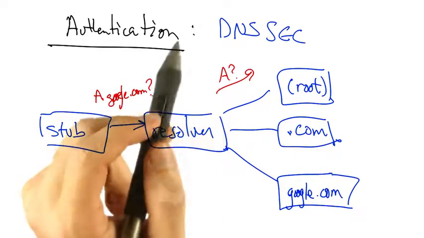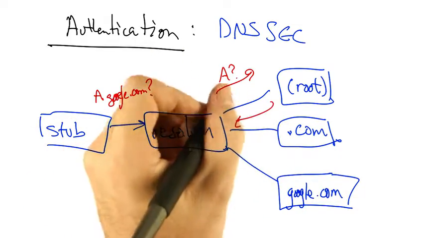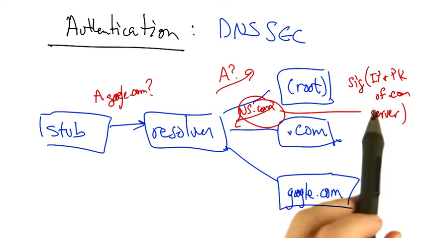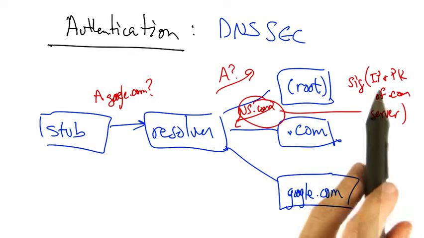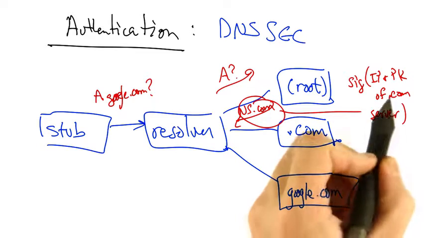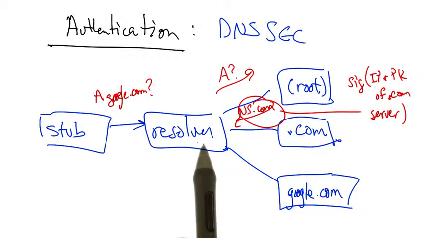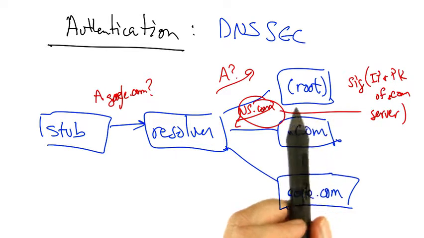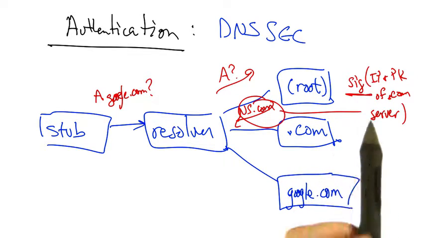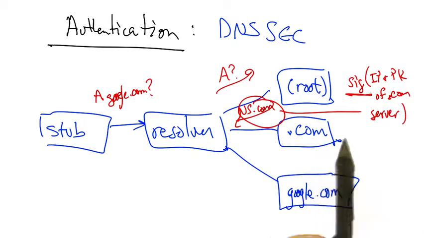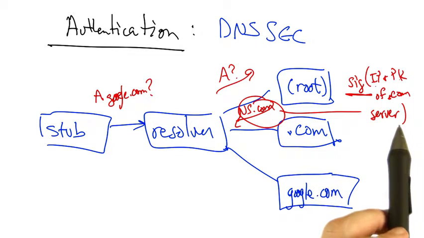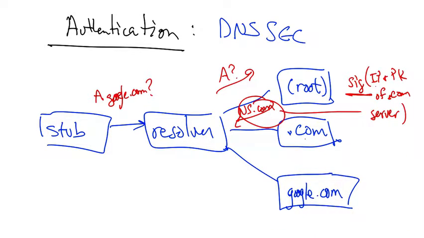When a stub resolver issues a query, assuming there is no caching, the query is relayed by the recursive resolver to the root name server, which, as we know, sends a referral to .com, but this referral includes the signature by the root of the IP address and the public key of the .com server. As long as this resolver knows the public key corresponding to the root, it can check this signature, and it knows then that the referral is to the correct IP address for .com. It also now knows the public key corresponding to the .com server.